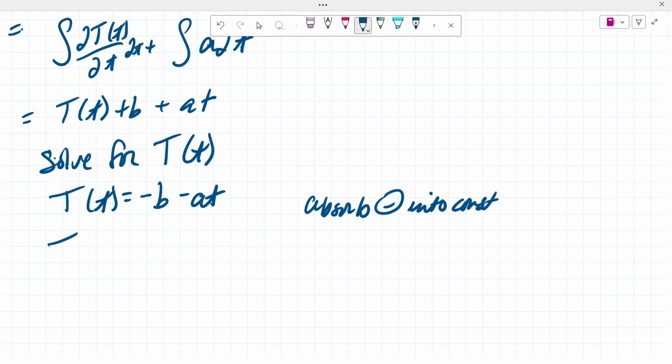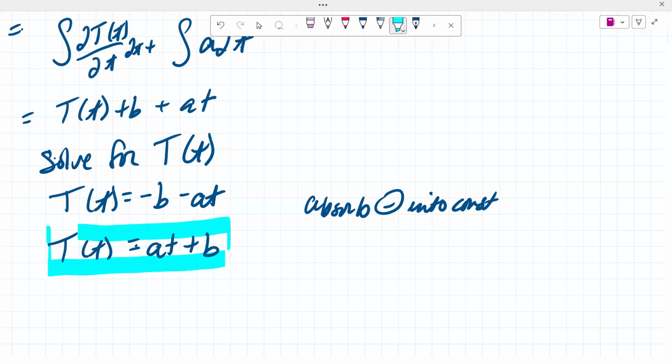So we have T of t equals At plus B. There, I just switched the order, like so. And now we have two equations here, resulting from what we've just taken a look at.